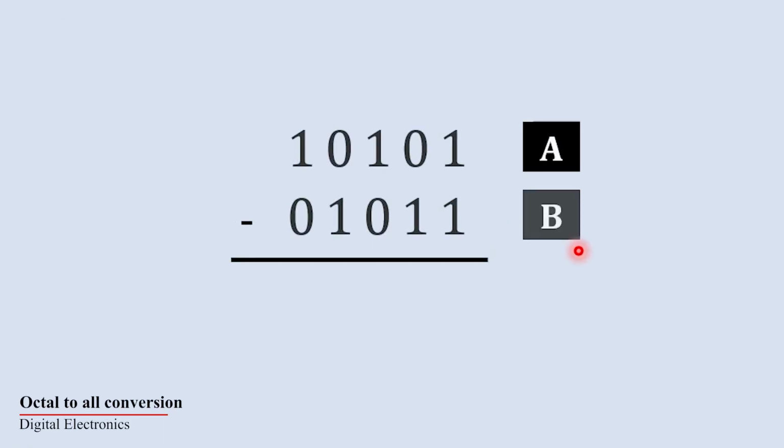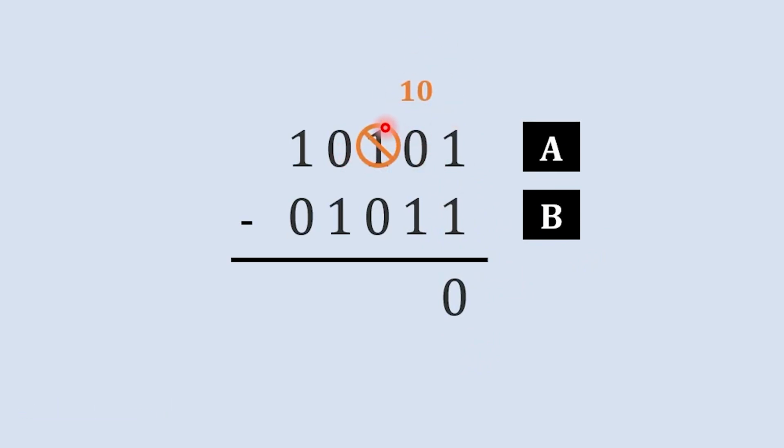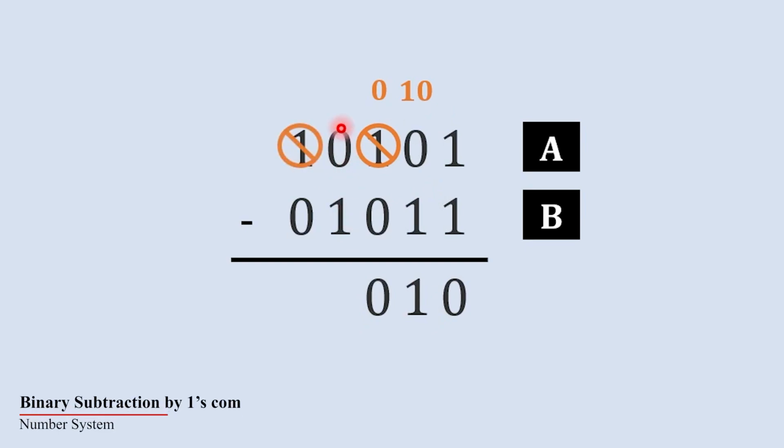These are the two numbers A and B, and we'll do simple subtraction. 1 minus 1 is 0. 1 cannot be subtracted from 0, so we'll ask for a borrow. So we'll take a borrow, so it's 1 0 and it's 0 over here. 1 minus 1 0 is 1. 0 minus 0 is 0. 1 cannot be subtracted from 0, so we'll ask for a borrow, so it is 1 0 and this will be 0.